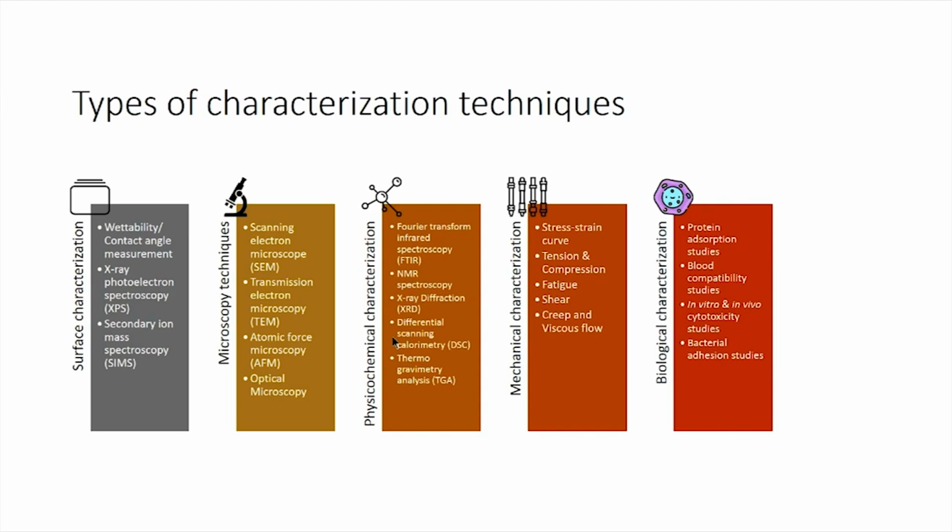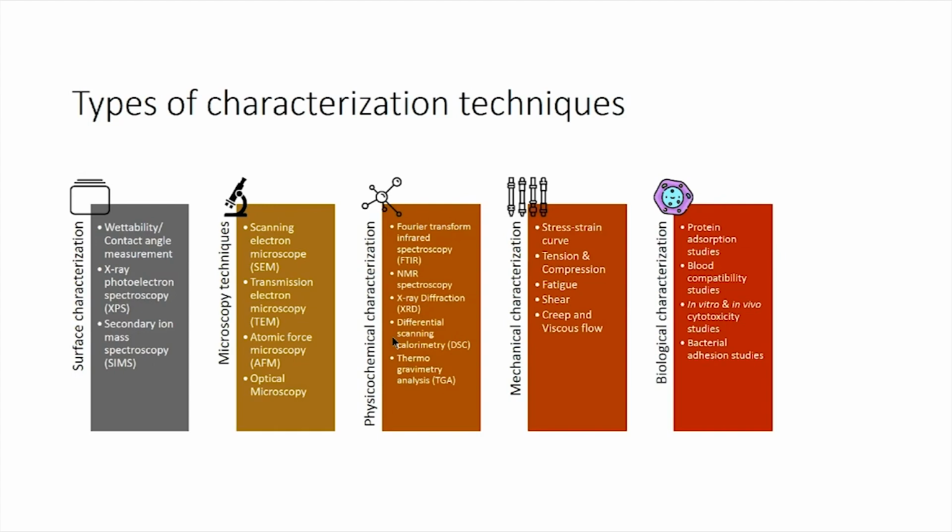So, microscopy techniques also come under surface characterization, but there are a lot of microscopic techniques available. One of the mainly used techniques is scanning electron microscopy, which is used to observe the morphology of the material surfaces. Then transmission electron microscopy, which is used to see inside the material. I will explain both of those techniques later.